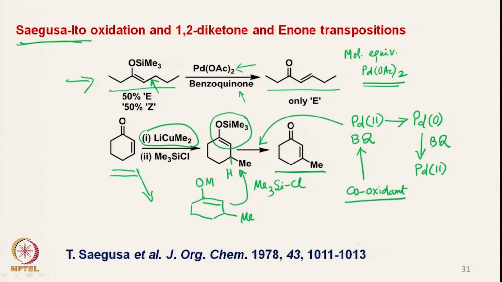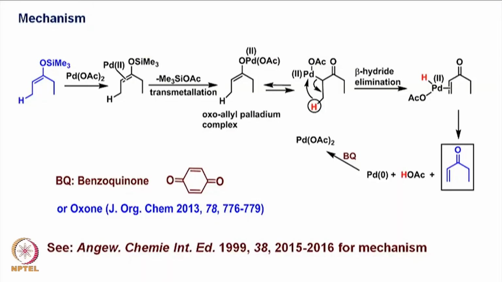Of course, in the literature, as we go along, we will see that there are many other co-oxidants which people have reported. Now what is the mechanism of the Saegusa-Ito reaction? For that we have to understand that palladium 2 salts such as palladium chloride, palladium acetate or palladium trifluoroacetate react with a double bond, particularly an electron rich double bond, to form a pi complex.